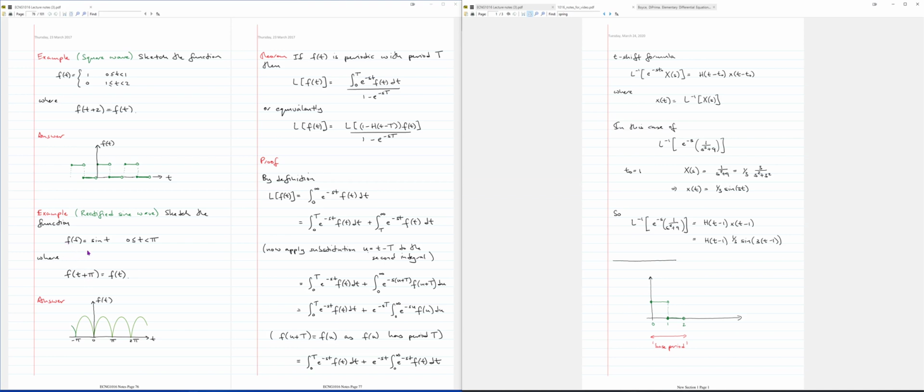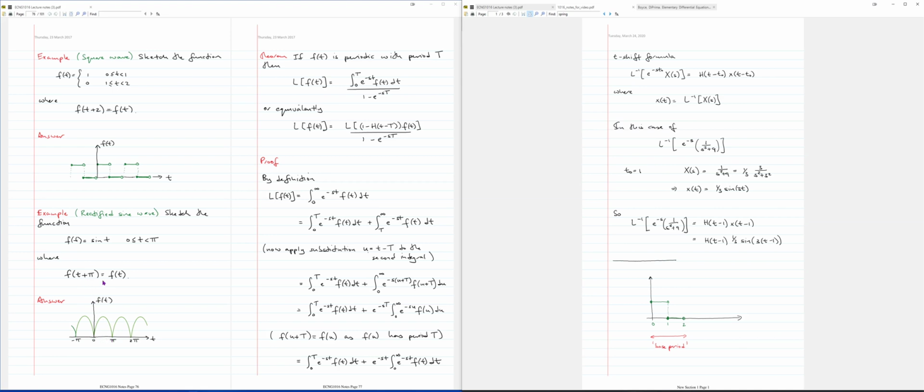Now what you do is you sketch your initial period, or your base period. Notice this function is specified for your base period, which is 0 to pi. So you sketch that. Sine t between 0 and pi will start at 0, go up to 1, and then come back down to 0. So this is the graph of your function on your base period.